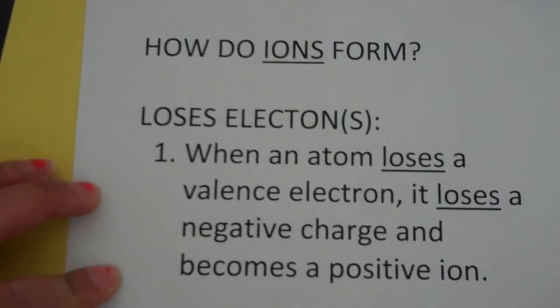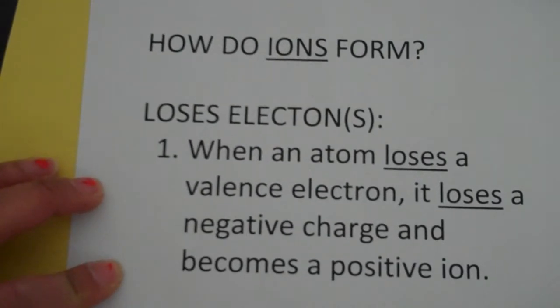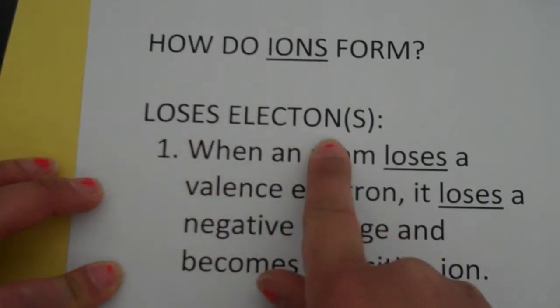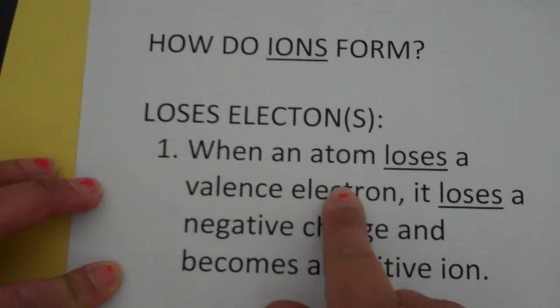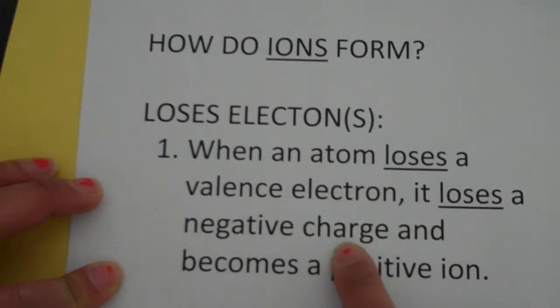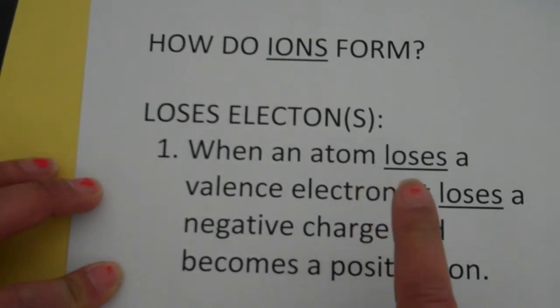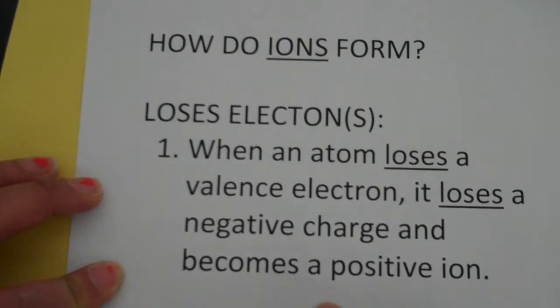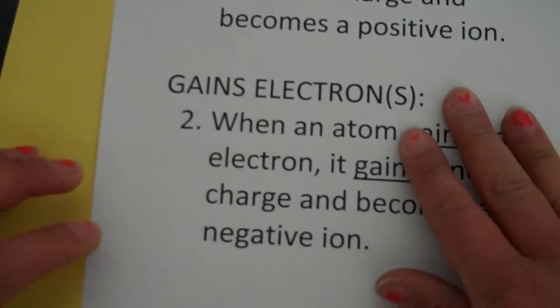Okay, so I've numbered these out for you. First of all, for ions, they lose electrons is one way, and when an atom loses an electron, a valence electron, it loses a negative charge and becomes a positive. So we always say in class, if you lose something negative, that's the electron's charge, then you always become a much more positive person.